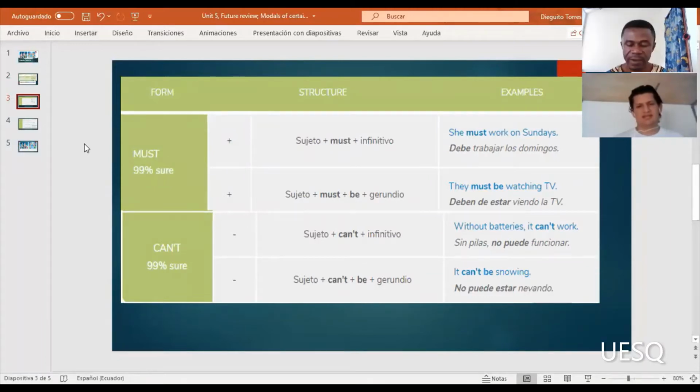Okay. For the first one, you have the first form, you have must. And like we said earlier, it has 99% here. So let's look at how it works. So use the must, subject plus must plus infinitive. Subject, I, you, he, plus must plus infinitive.